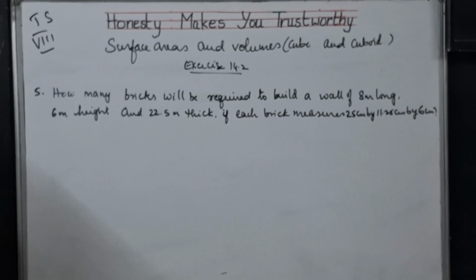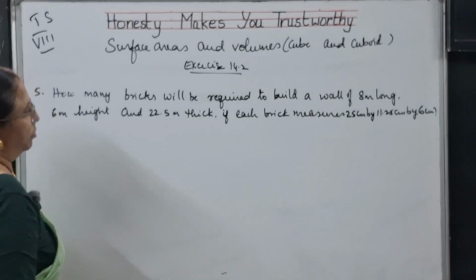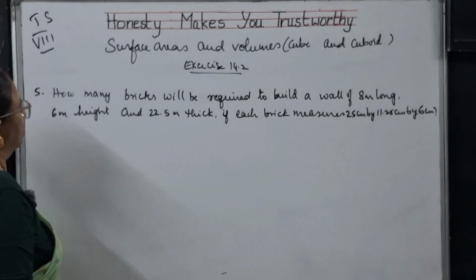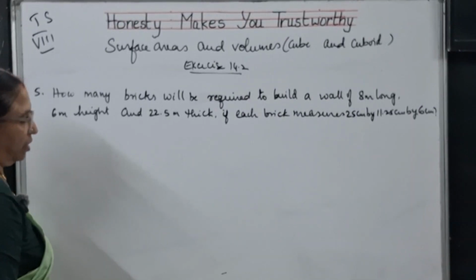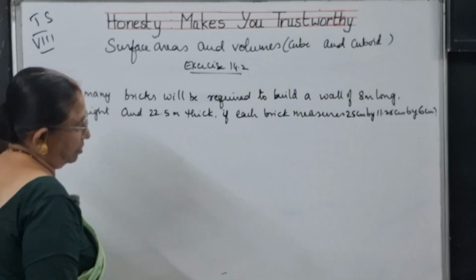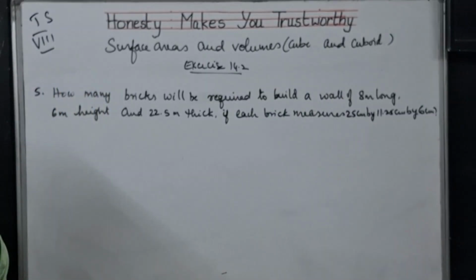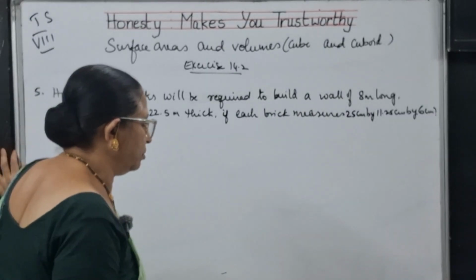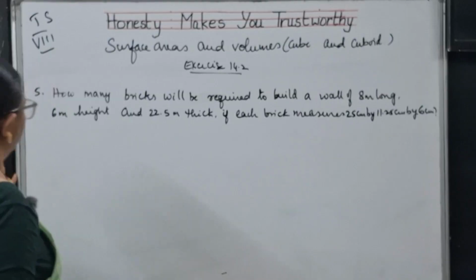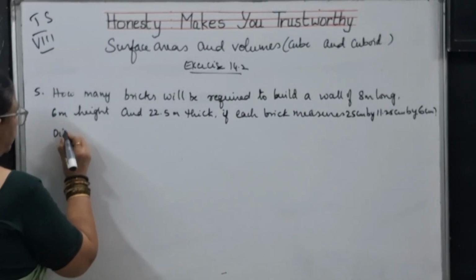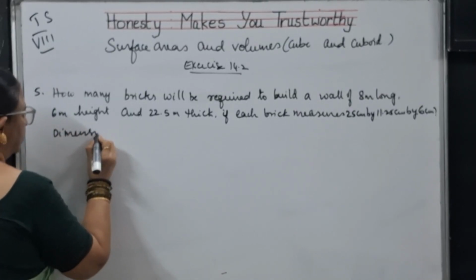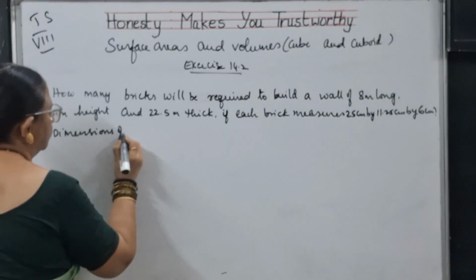Now the fifth sum, children. The fifth sum says: how many bricks will be required to build a wall of 8 meters long, 6 meters height, 22.5 centimeters thick, if each brick measures 25 centimeters by 11.25 centimeters by 6 centimeters? So let us write the dimensions of the wall.